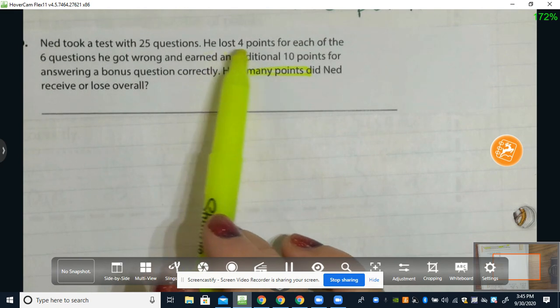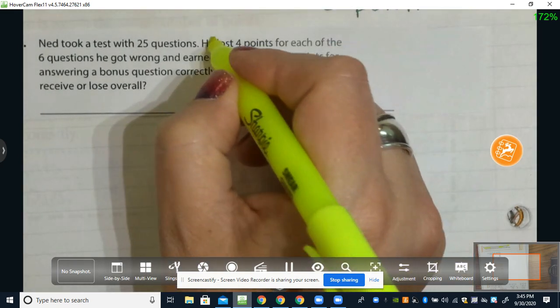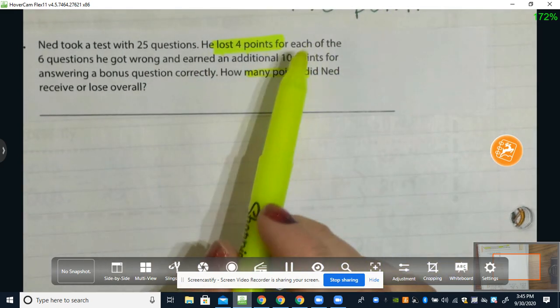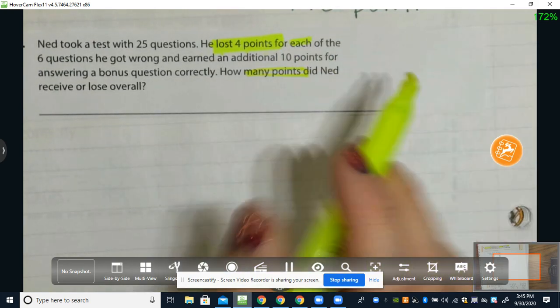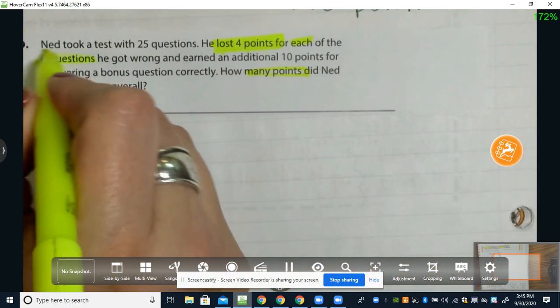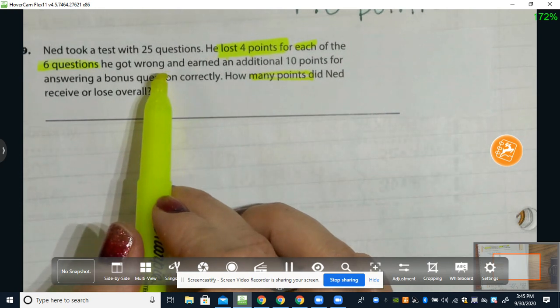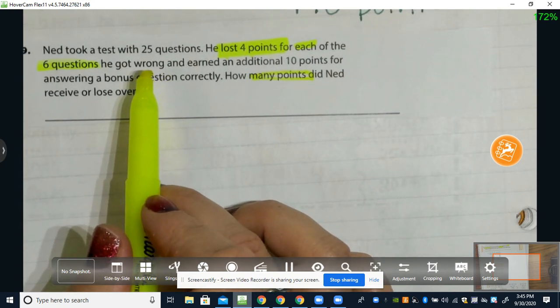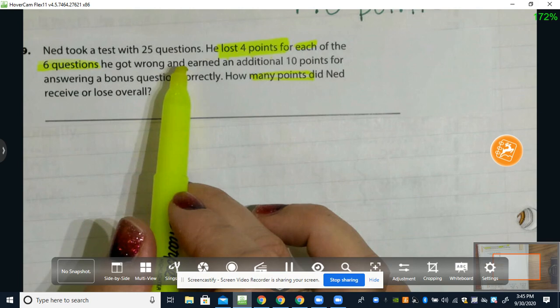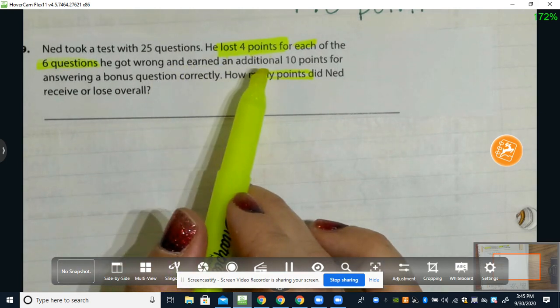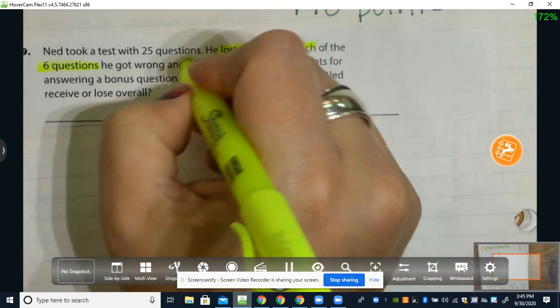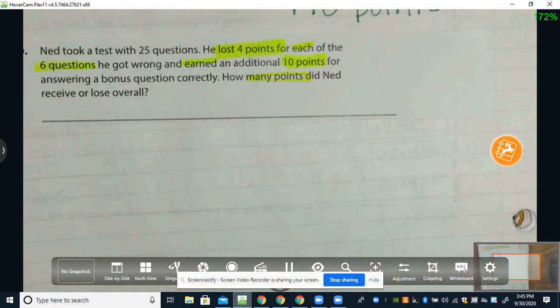He lost 4 points. He lost 4 points for each of the 6 questions he got wrong. Okay? But then what happened? He earned an additional 10 points. He earned 10 points for doing that bonus.